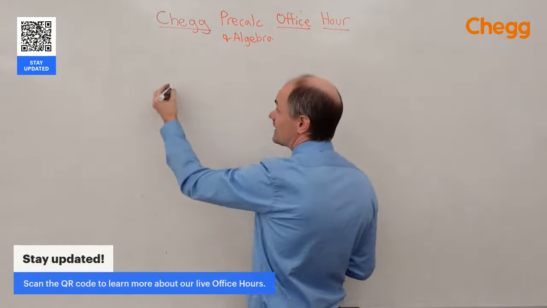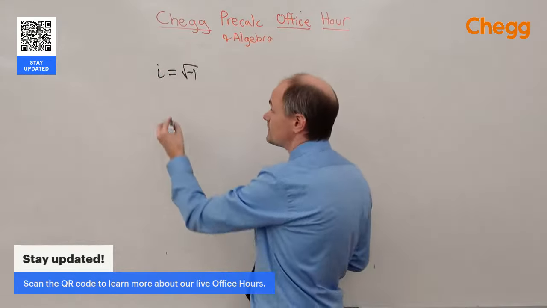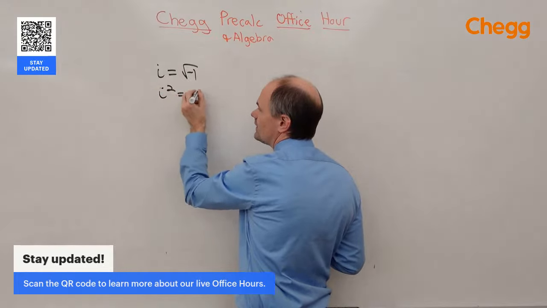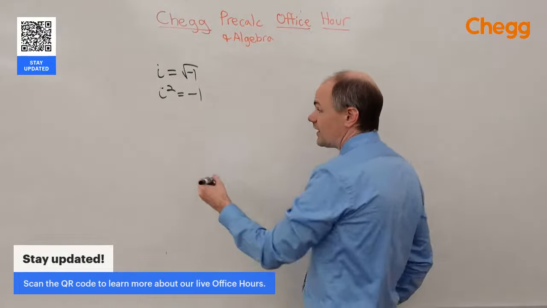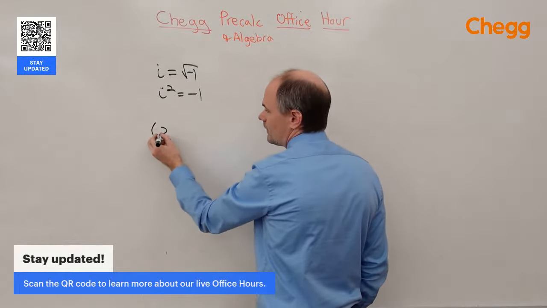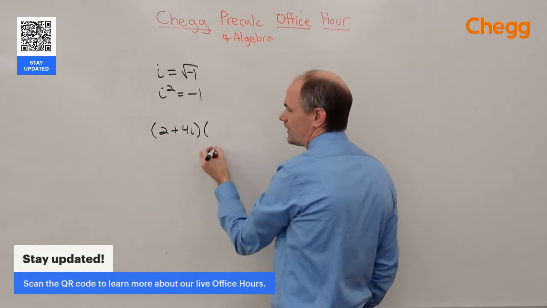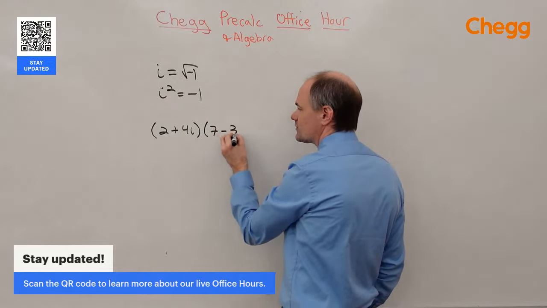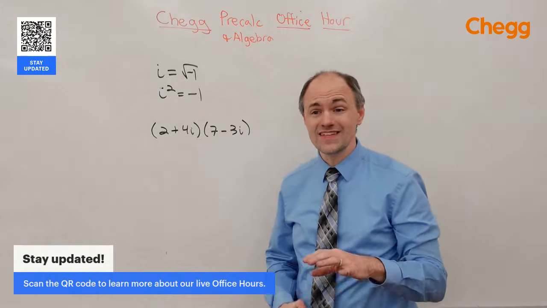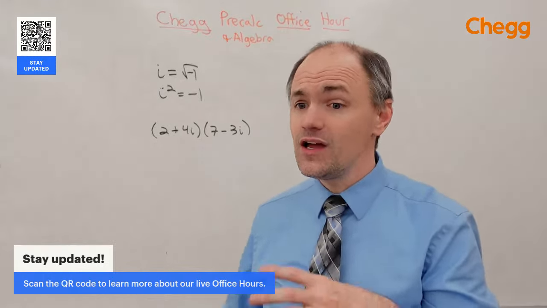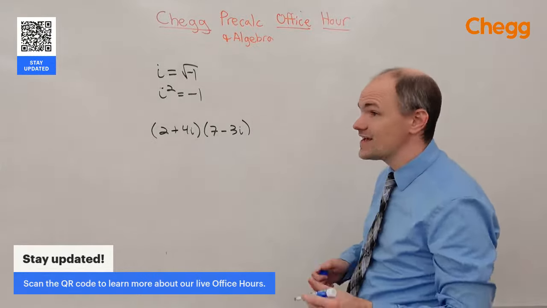Complex numbers are centered around this idea that i is the square root of -1, and more specifically, i squared is actually -1 is really how we define it. So if I have an expression that I want to multiply, maybe 2 plus 4i, or 4 times the square root of -1, and 7 minus 3i, or 3 times the square root of -1, we can actually multiply this out much like we would multiply with parentheses, with FOIL, with distributing, whatever method you want to call it.